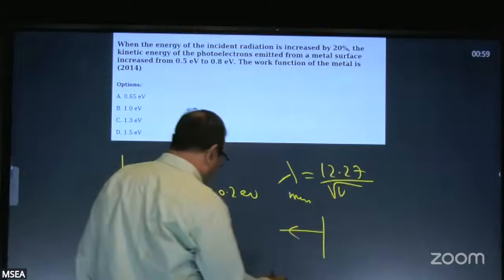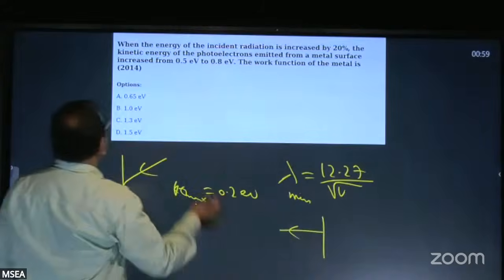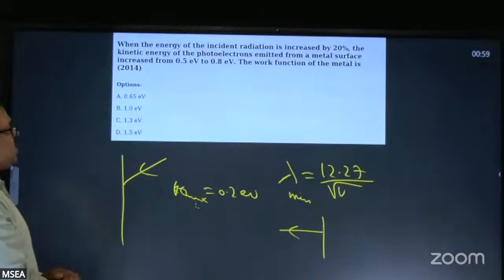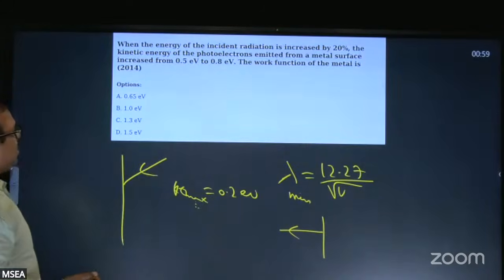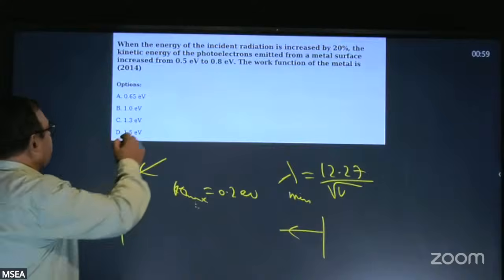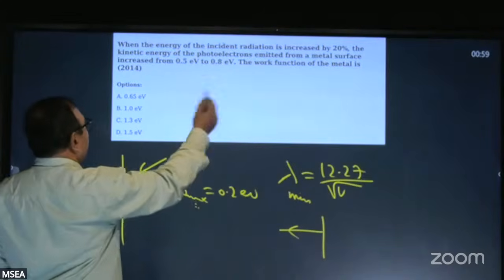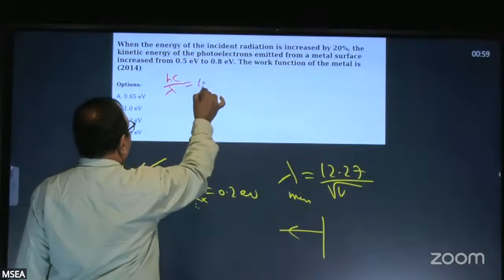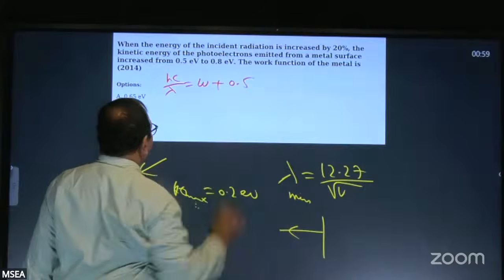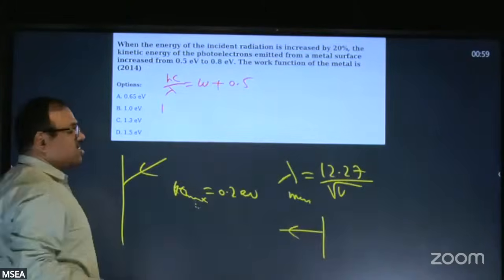Right. So now we come to this one. Let us see. When the energy of the incident radiation is increased by 20%, then the kinetic energy of the photoelectron emitted from a metal surface increased from 0.5 to 0.8. Find the work function of the metal. So the same thing you can write: Hc by lambda is equal to W plus 0.5. Then this 20% is increased. 20% increase means what?